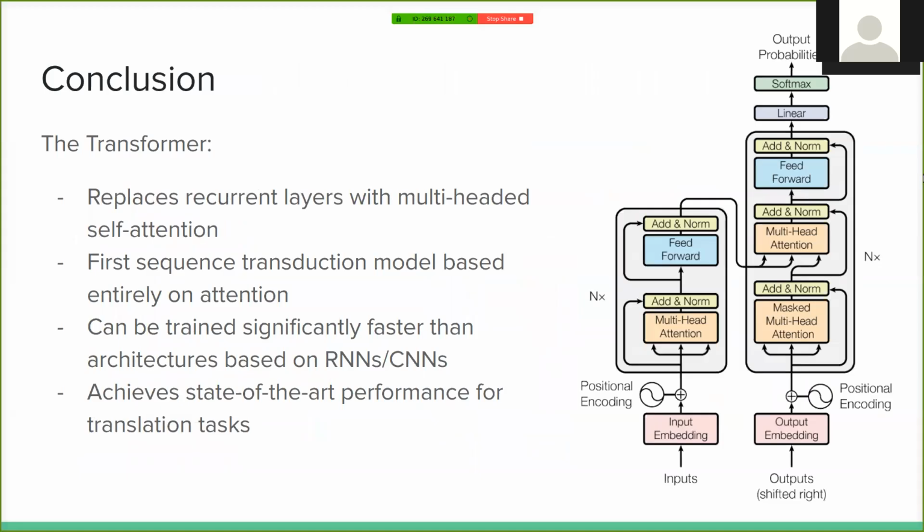So we saw that the Transformer is a new model that replaces recurrent layers with multi-headed self-attention. It's the first sequence transduction model based entirely on attention. And this is one of the reasons why it was very interesting to the community: they were using some technology that was known before, but in a novel way and to a very successful result. It can be trained significantly faster than architectures based on RNNs and CNNs. It has achieved state-of-the-art performance for these translation tasks.